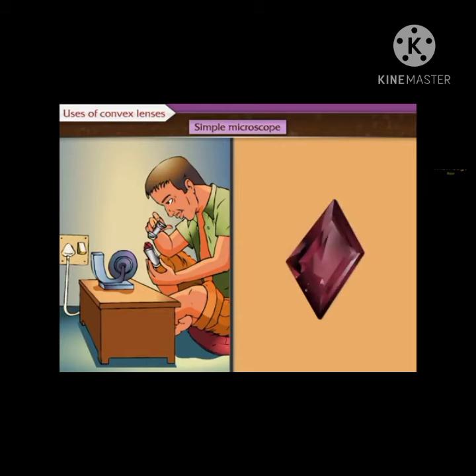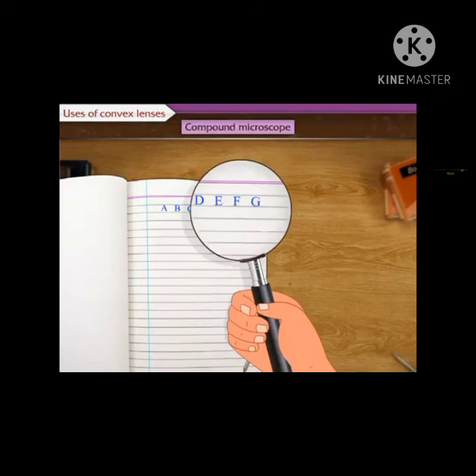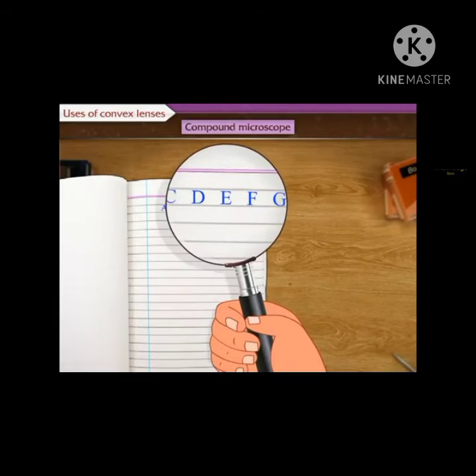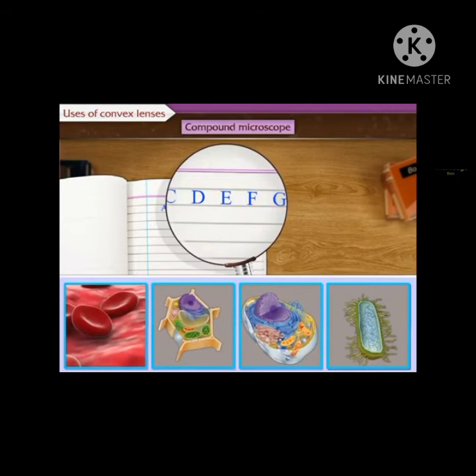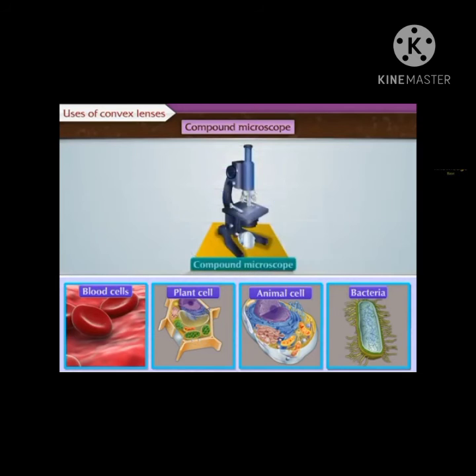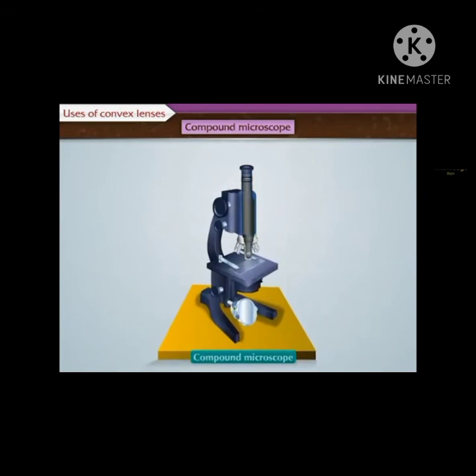Next, we will study about the compound microscope. A simple microscope is used to observe small sized objects. However, it cannot produce significantly large images of minute or micro objects like blood cells, cells of plants and animals, and minute living beings like bacteria, etc. To study these objects, a compound microscope is used.